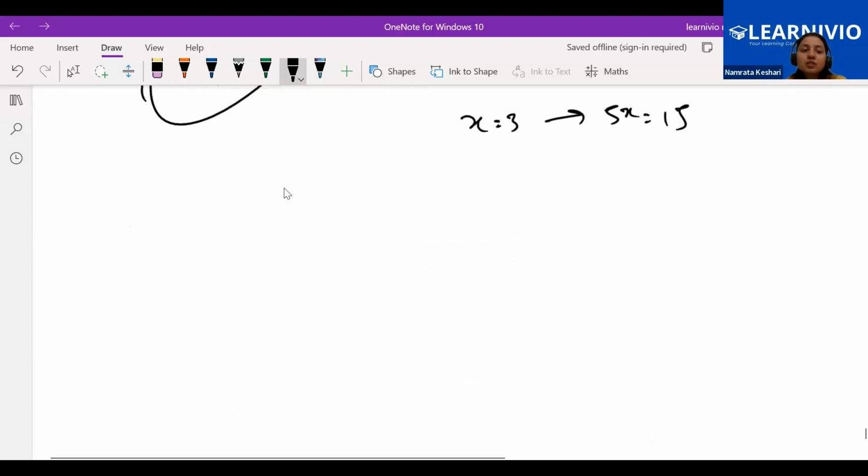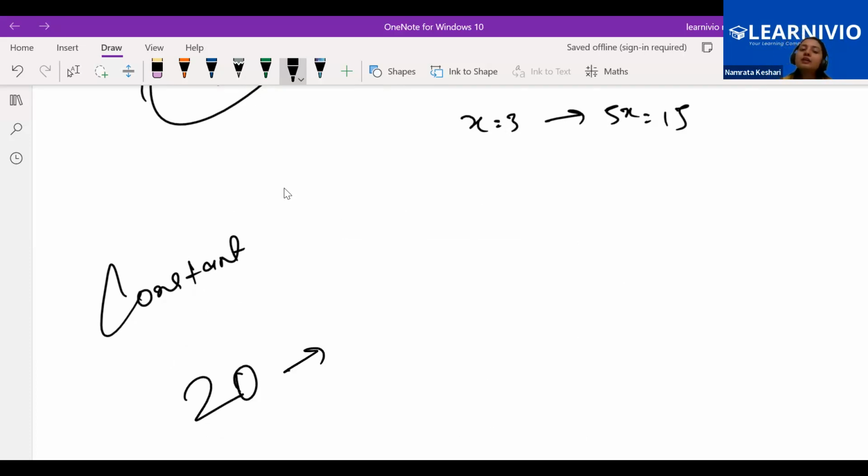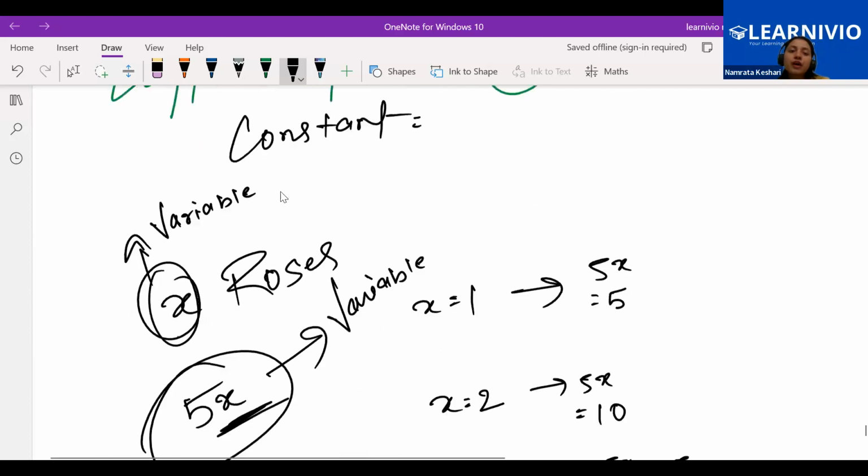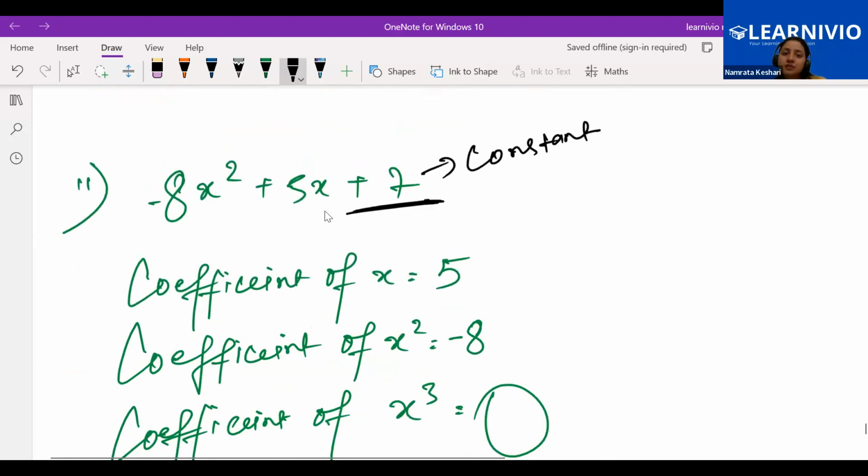Okay. Now constant means just a number. Maybe the day after tomorrow, I am going to tell you that today I have seen that there are 20 roses. So I am giving you an accurate figure. Yes or no? Yeah. If I am giving you an accurate figure, that's called constant. Now it will not change. So whenever the coefficient of x, coefficient of y, coefficient of x square is asked, you can apply these concepts.